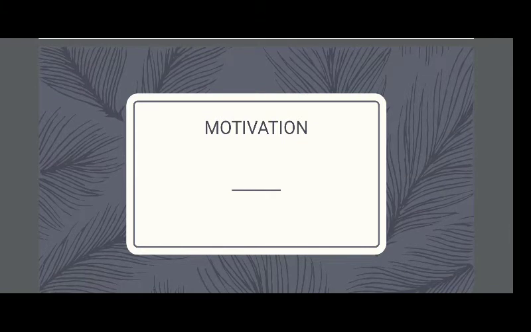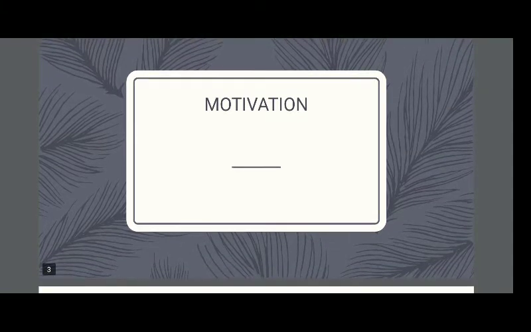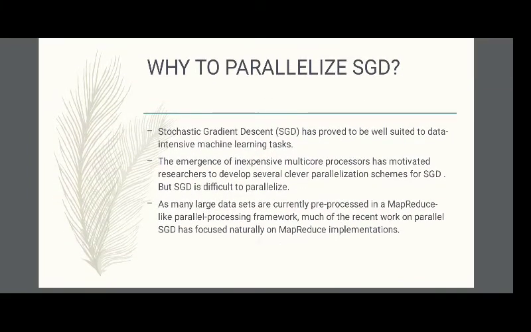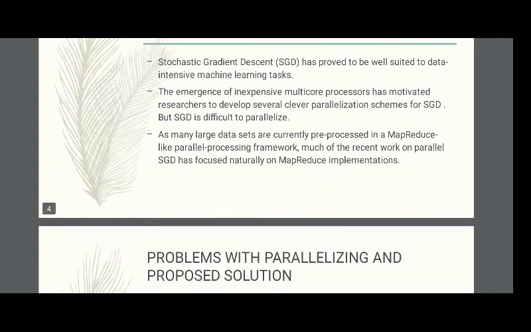At first we would look at what is the motivation behind parallelizing SGD. The first question that arises is why to parallelize SGD. Stochastic gradient descent, SGD, has proven to be well suited to data intensive machine learning tasks. The emergence of inexpensive multi-core processors has motivated researchers to develop several clever parallelization schemes for SGD, but SGD is difficult to parallelize. As many large data sets are currently pre-processed in a MapReduce like parallel processing framework, much of the recent work on parallel SGD has focused naturally on MapReduce implementation.